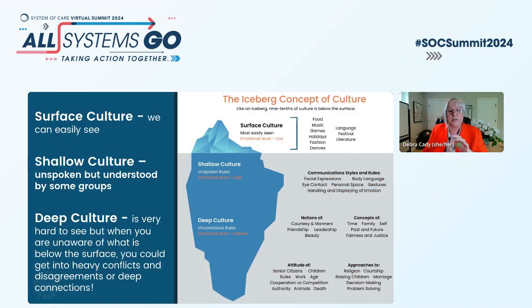Because here's the thing: when we think about culture, it's a concept like an iceberg, right? The surface culture is everything that we can see easily, like music and language and dress and food. The shadow culture right below that is some unspoken things that you understand if you're in certain groups. If you're in certain cultural groups, you start talking about certain things, but way deep below is deep culture, and it's very hard to see.